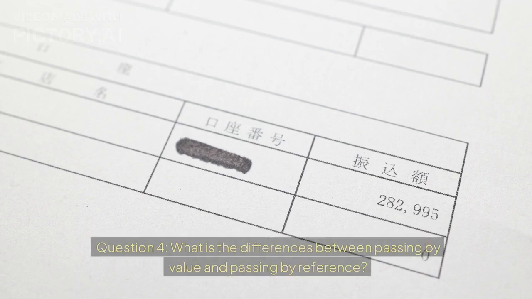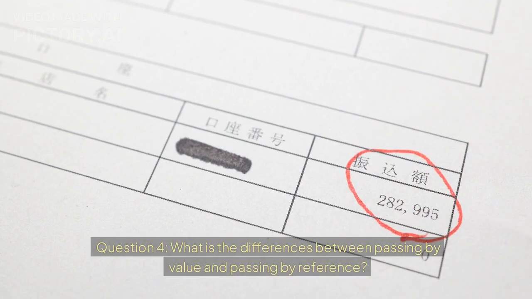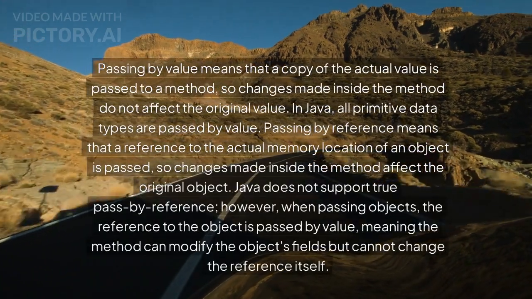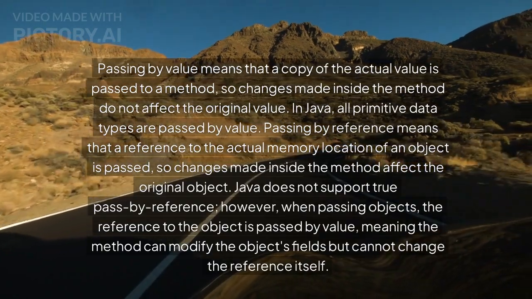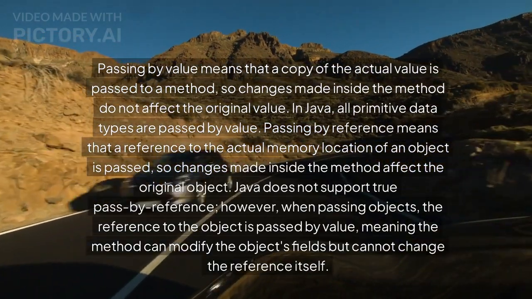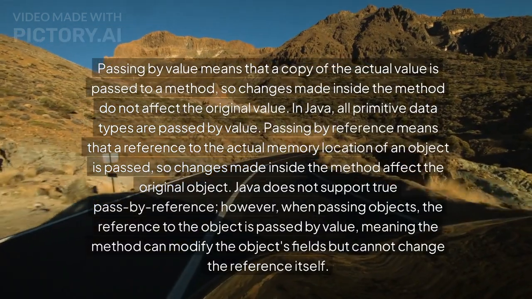Question 4. What is the differences between passing by value and passing by reference? Passing by value means that a copy of the actual value is passed to a method, so changes made inside the method do not affect the original value. In Java, all primitive data types are passed by value.